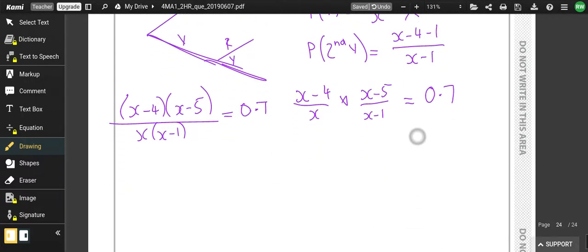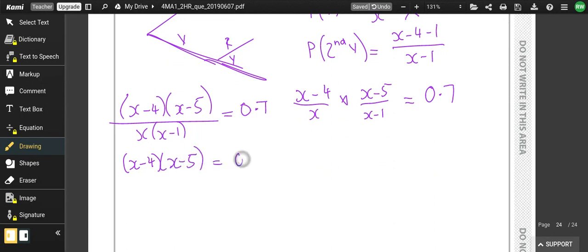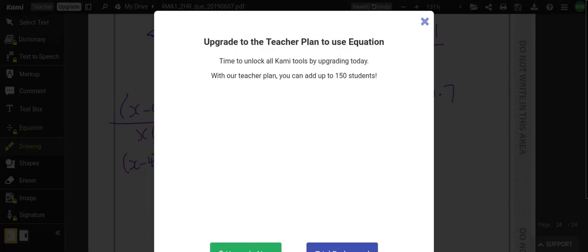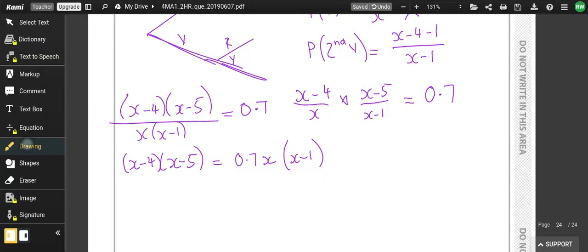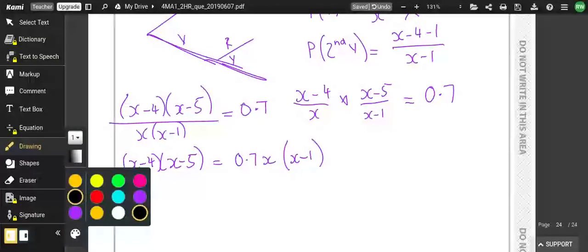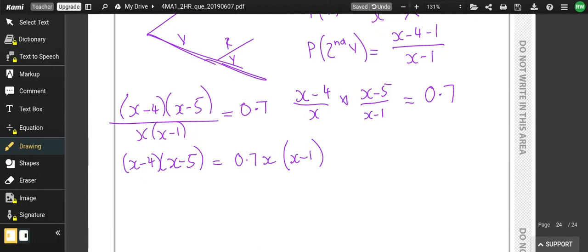So we can times both sides by x brackets x minus 1. x minus 4 brackets x minus 5 equals 0.7x brackets x minus 1. Now we can start to expand these. So let's expand the left side. We get x squared minus 5x minus 4x plus 20. And the right side becomes 0.7x squared minus 0.7x. Collect them all together.